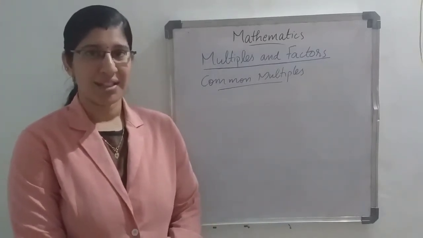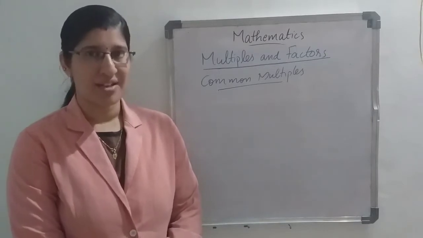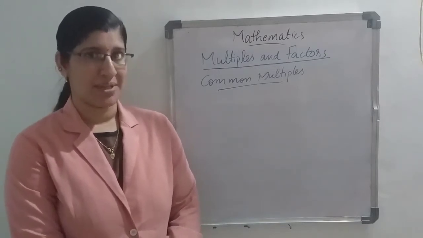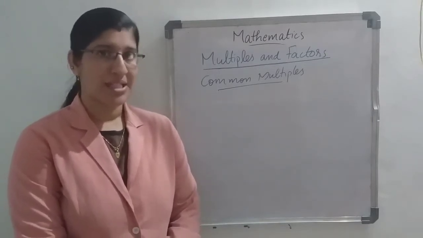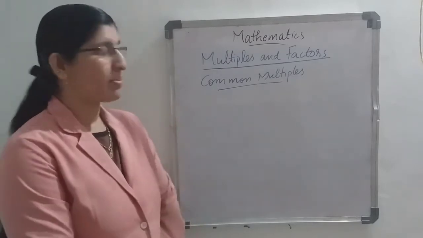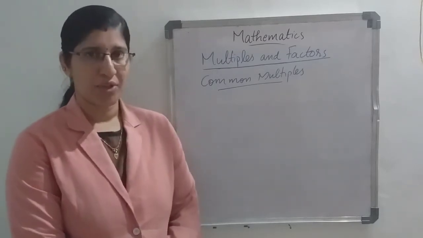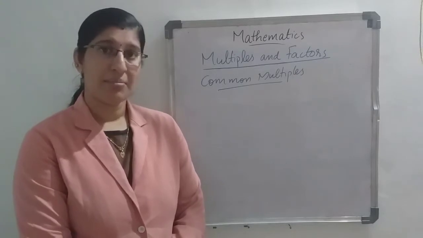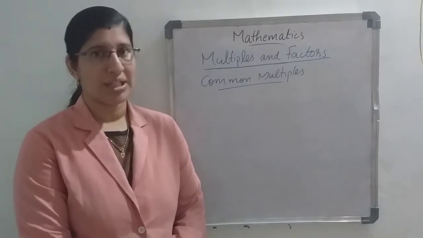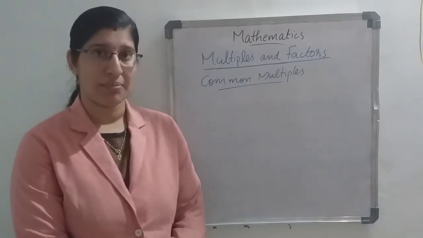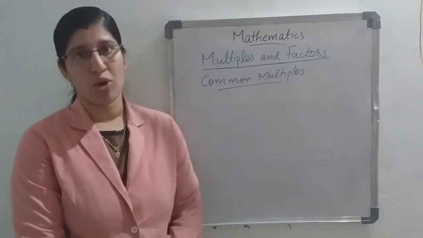We are discussing the chapter multiples and factors, and we already studied what are multiples, the even multiples and odd multiples. The next topic is common multiples. Some numbers are the multiples of 2 or 3 numbers. How will you find out the common multiples?